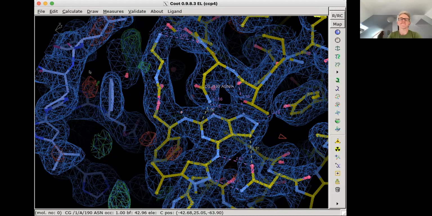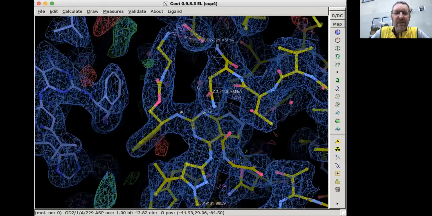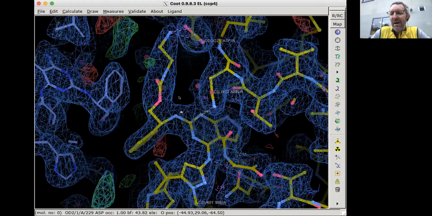Beautiful. That amine looks like it's forming a salt bridge. Exactly. Up the top, with this aspartate 229. I will share that structure once it's all finished. This is work in progress here. Thanks, John. Okay, that's all I have here.